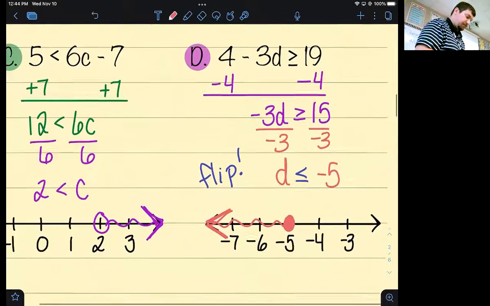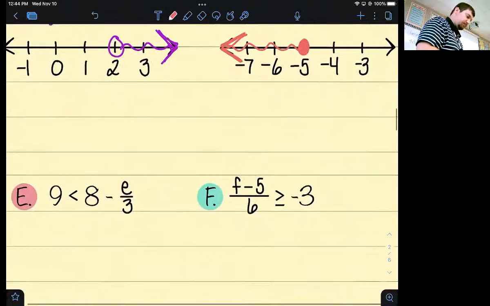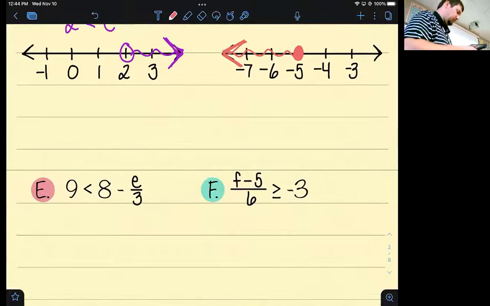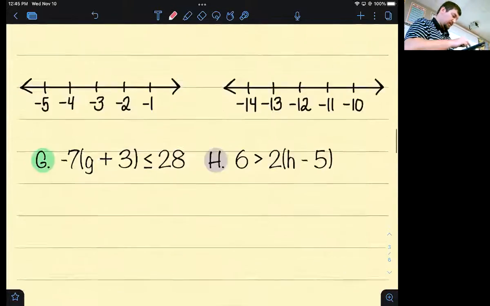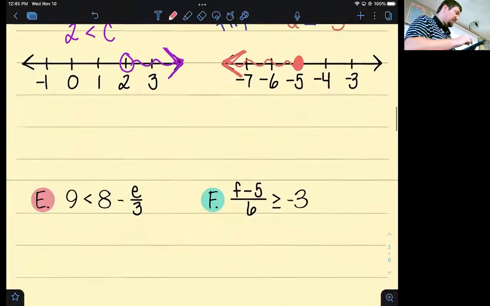Example E. We're in here until 12:55. We have 10 minutes. We have 10 minutes to get to K. We got to do K. So that's 6 more. I think we can do it.